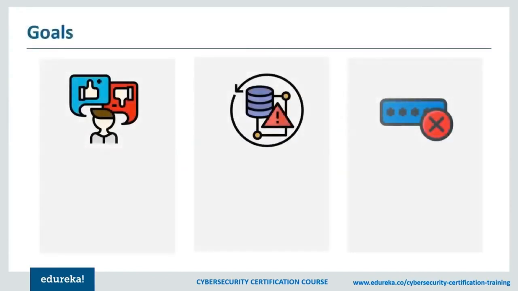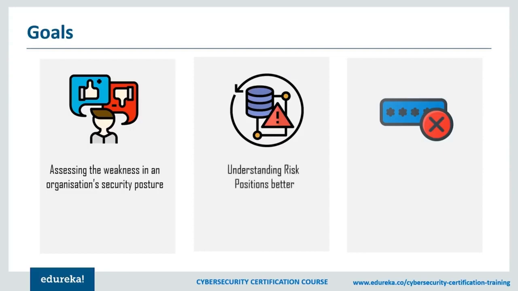So what are the goals of penetration testing? The goals would be to assess weaknesses in an organization's security posture. You want to figure out what they're vulnerable to so that they can go and fix these problems. You want to help them understand their risk positions better and what they may be able to do to mitigate those risks. And ultimately, you want to be able to access systems in a particular way to find weaknesses. Those are really the goals of penetration testing.